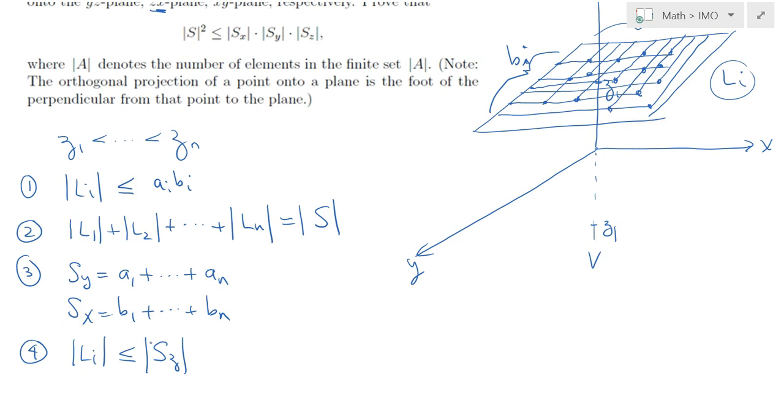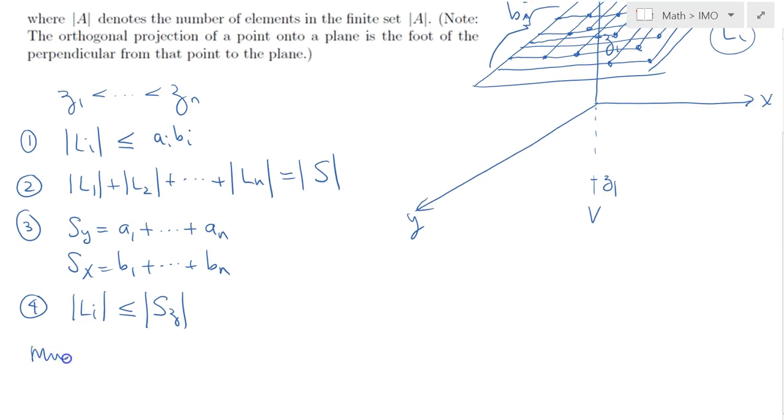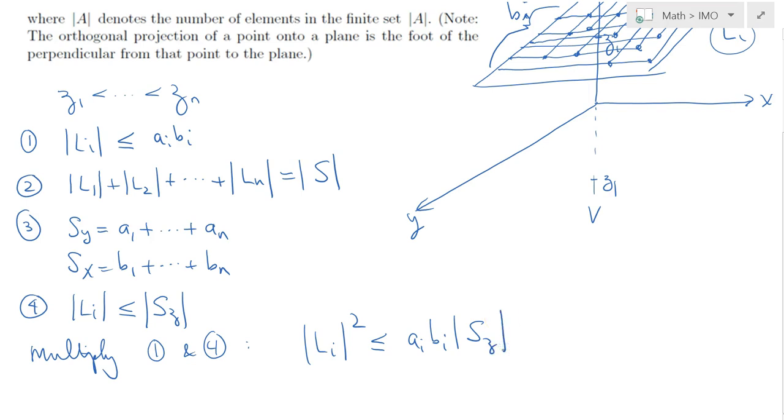Okay, so finally we can go ahead and multiply 1 and 4. So let me write that down. Multiply 1 and 4 to get that L sub i squared is less than or equal to A sub i, B sub i, S sub z. So the product of these sets, and now connect.